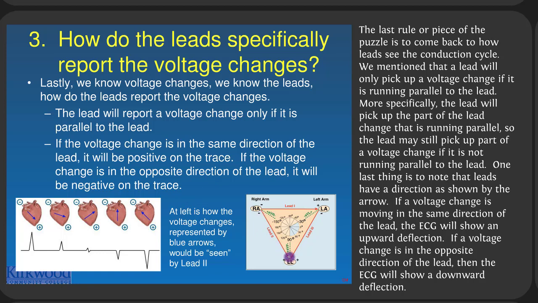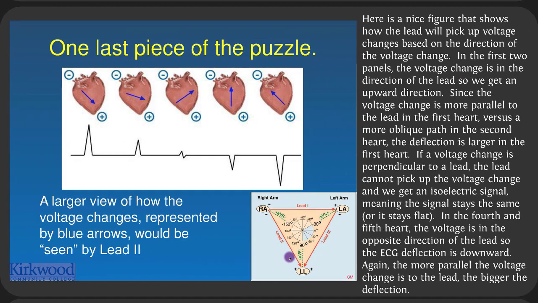So there's an arrow here. If a voltage change is moving in the same direction as a lead, the EKG will show an upward deflection. If a voltage changes in the opposite direction of the lead, then the EKG will show a negative or downward deflection. Here's a nice figure that illustrates that even more. It shows how the lead will pick up voltage changes based on the direction of the voltage change.